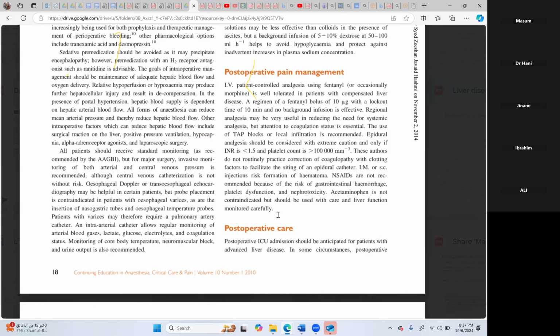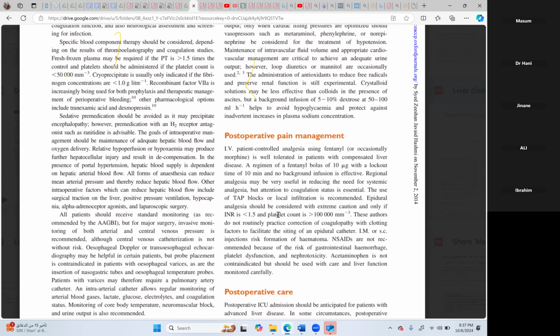So you need to do ABGs, lactate, glucose, electrolytes, and coagulation status. As I have told you a number of times about INR, there is also bedside INR, one of the point of care tests. Thromboelastography, INR, ACT, you can do for coagulation and platelet function. Also neuromuscular block monitoring and urine output.